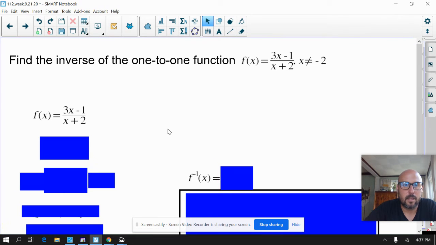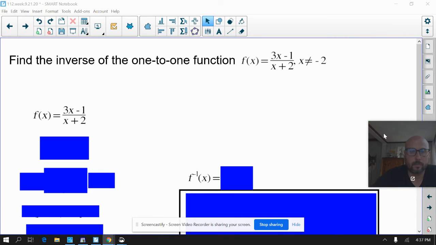Okay, two more examples to go. This is definitely one worth your time because there's a little bit of a challenge to solve for y here. So we have to find the inverse of this one-to-one function. Okay, it's one-to-one, which means it passes the horizontal line test, but most importantly, it has an inverse, and we're going to find the inverse.